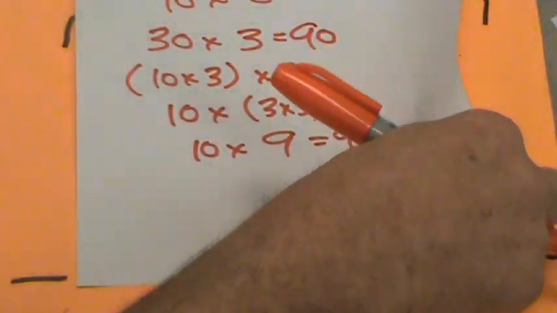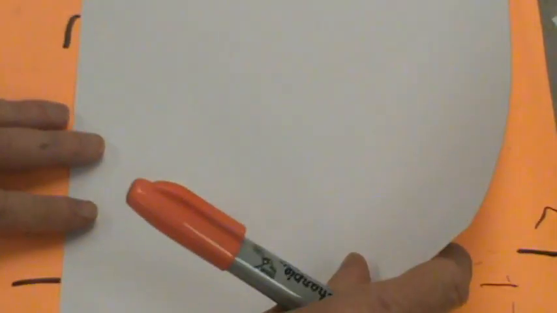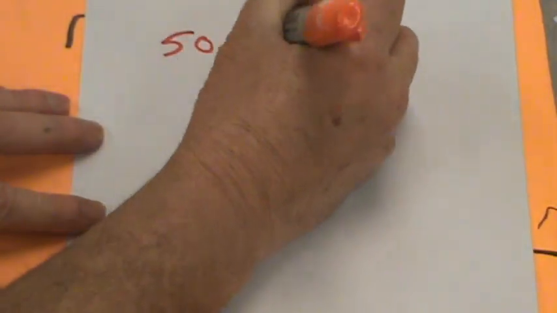Okay, we're going to keep on going and moving on. Pause if you need to. And I have on your desk some extra scratch paper to use, so feel free to get that out if you need to. And we're going to do 50 times 2.